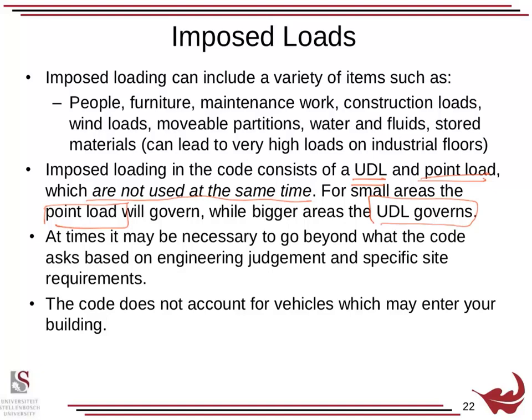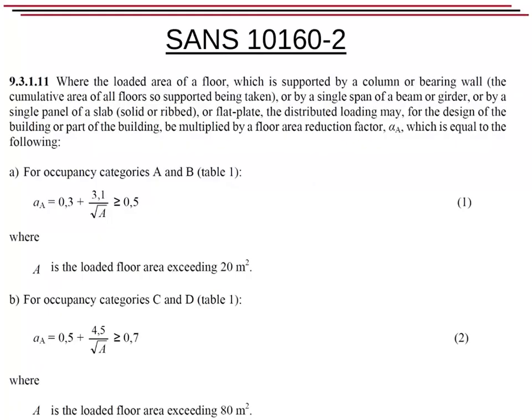Now, just as a matter of interest, at times it may be necessary to go beyond what the code asks based on engineering judgment and site-specific requirements. There will be times when your client doesn't fall into the exact requirements. It's an office, but for some reason the offices of your client have very, very heavy loads. They have unusual equipment or lots of paper they store or something. You may need to be careful. The code does not account for vehicles which may enter your buildings and various other things. So that was now looking at some imposed loads.